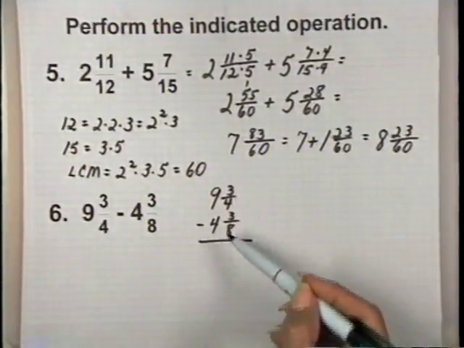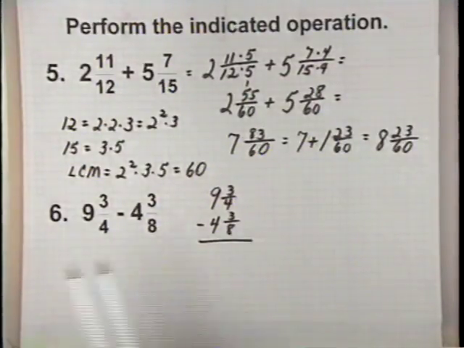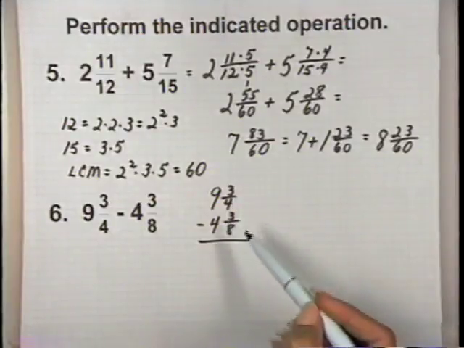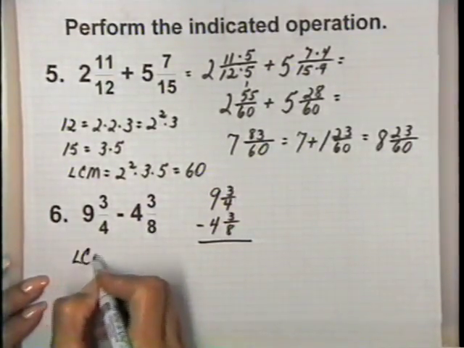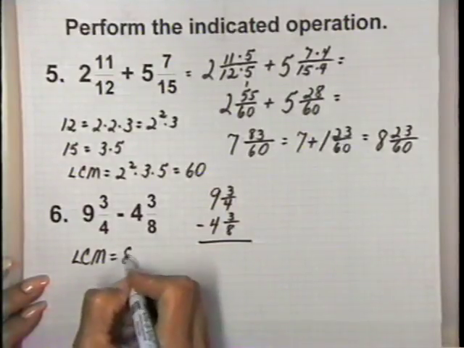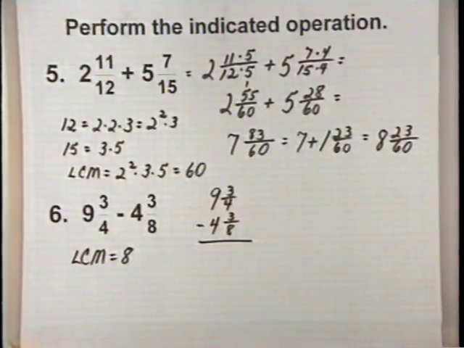Well, my 4 goes into my 8 evenly, and anytime my smaller denominator divides into my larger denominator evenly, I know that I'll use that larger denominator for my LCM. So my least common multiple in this case is 8, which I'll use for my least common denominator.